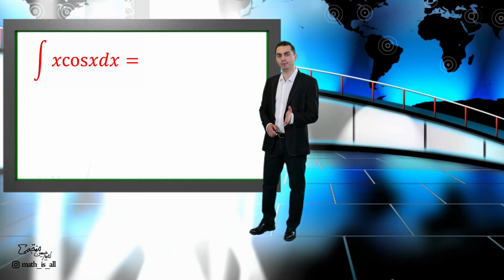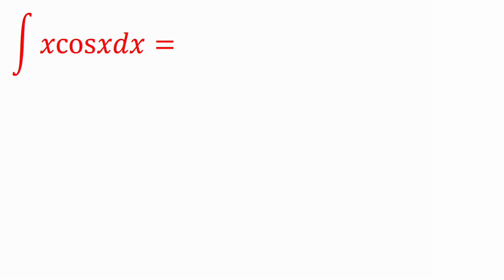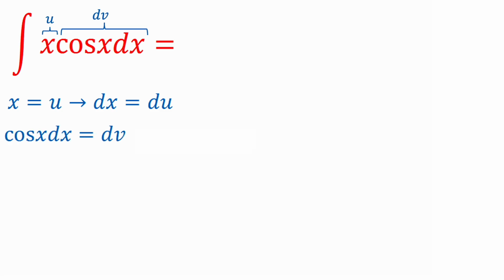You can clearly see the integral of x multiplied by cosine x. This is essentially the product of an algebraic expression and a trigonometric expression. What are we going to do? We are going to take x as u. So dx becomes du, and we take cosine x dx as dv. Why? Because I know the derivative of x, and I can very easily find the integral of cosine x dx.